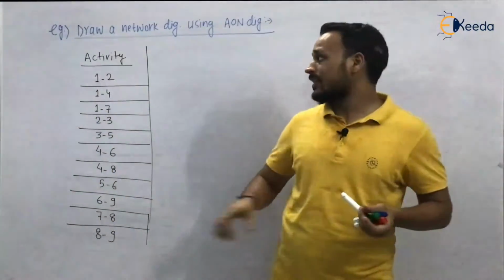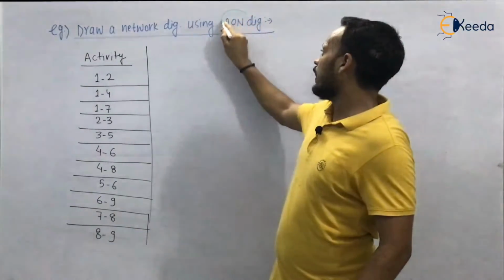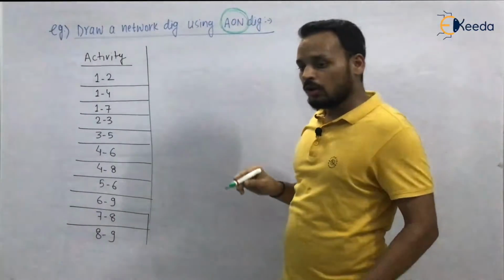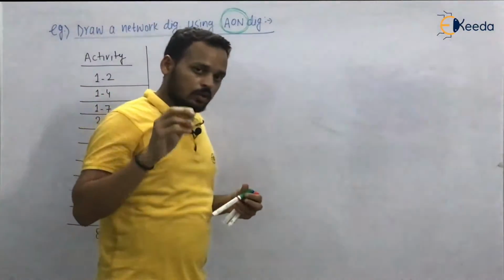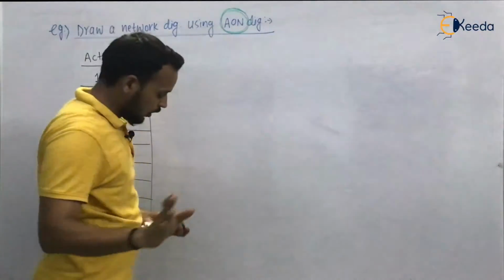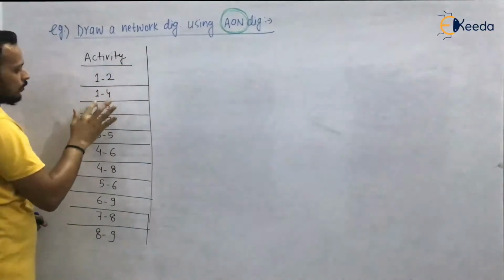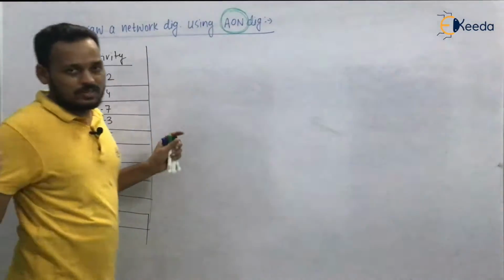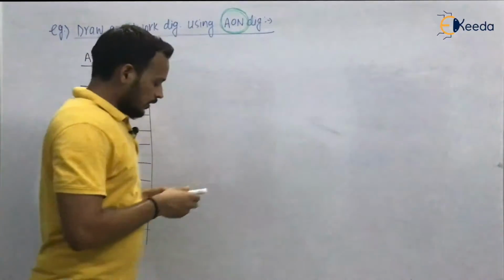So the next example says: draw a network diagram using an AON diagram, that is, activity on node. Activity can also be represented on a node, and you have to draw a network diagram using AON. The given activities are 1-2, 1-4, 1-7, and so on. There is no precedence relationship given. So let's start.